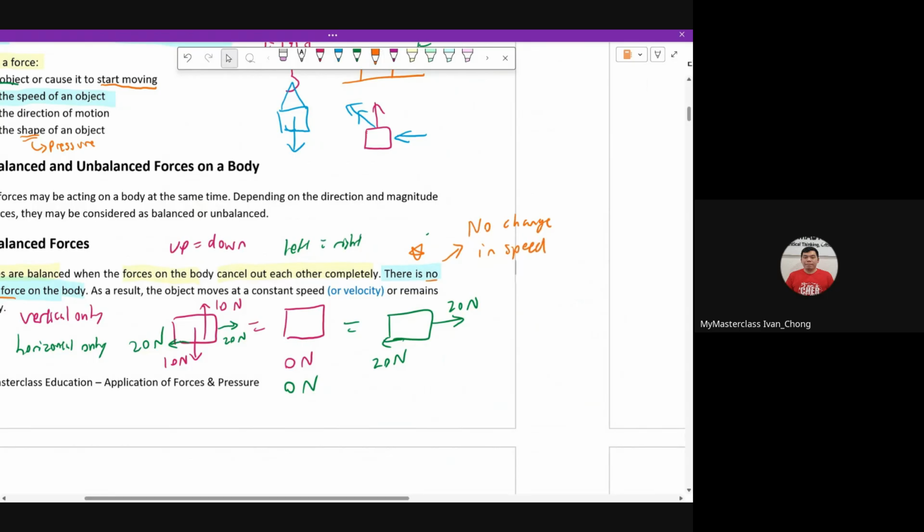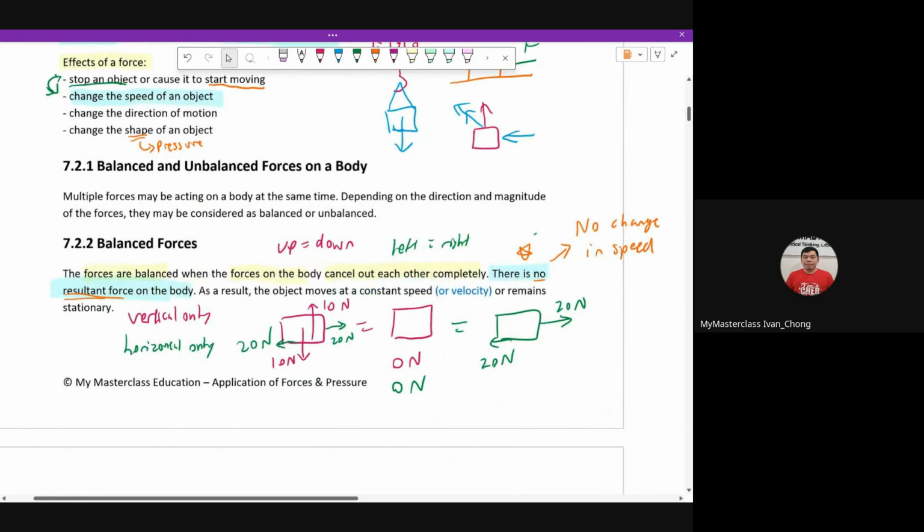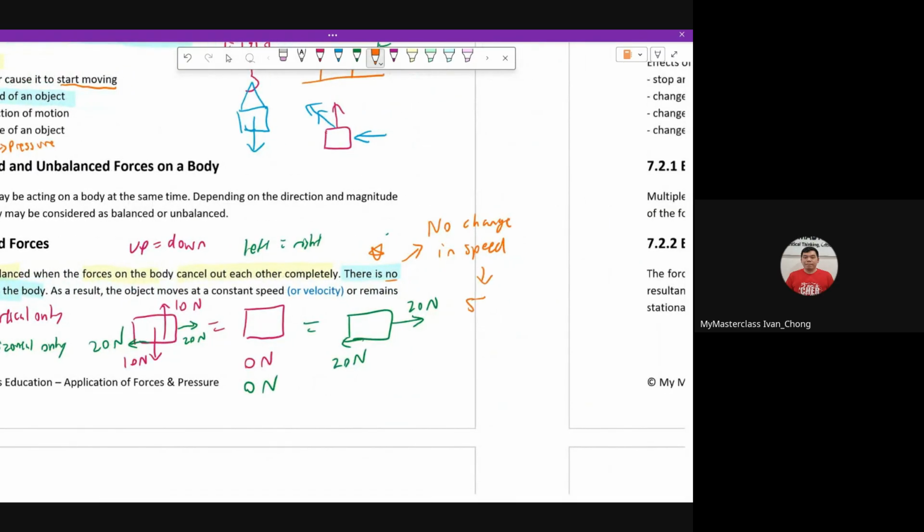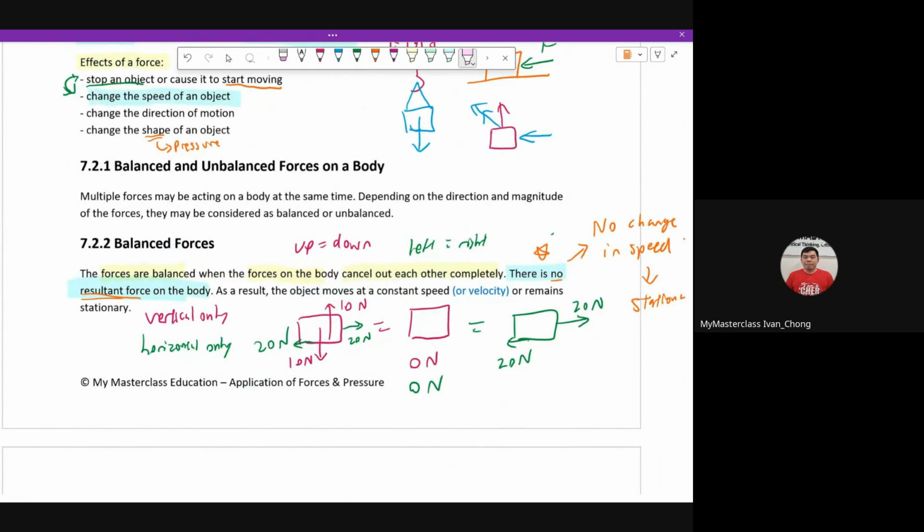So if there is no change in speed, you will either remain stationary or you will have constant speed. Because you're not speeding up, you're not slowing down, so you're still moving at that same speed itself. So you can see over here, you either move at constant speed or you will still remain stationary.